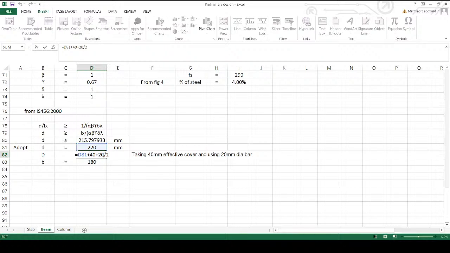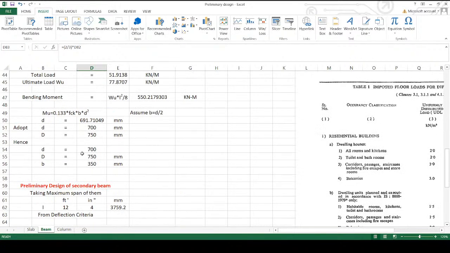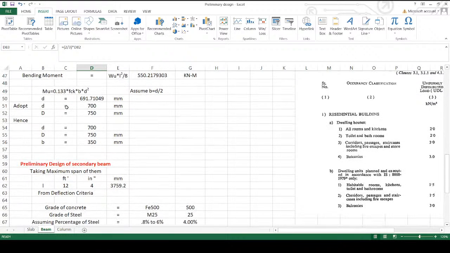Effective depth, vertical cover 40 plus diameter by 2, and b is equal to 2/3 of capital D. So we have computed the size of the beam, that is 180 by 270 for the secondary beam, and 350 by 750 for the primary beam. Here we have computed. So thank you for watching this video.